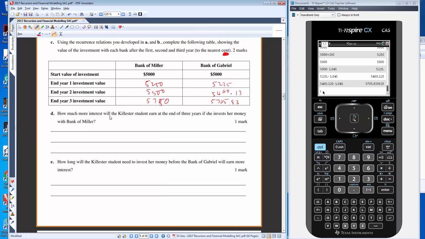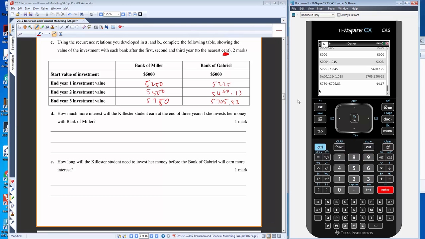So how much more interest will the student earn at the end of 3 years if she invests her money with Bank of Miller? So Bank of Miller is there. What we're going to do is remove Bank of Gabriel's amount from the Bank of Miller, and what's left over will be how much more she earns. 5750 take away 5705.83, and it was $44.17.